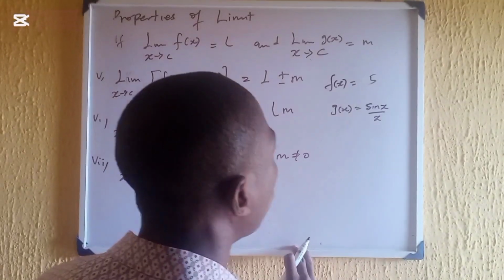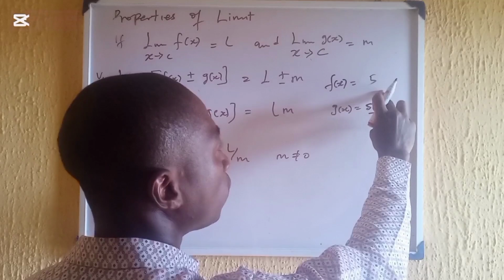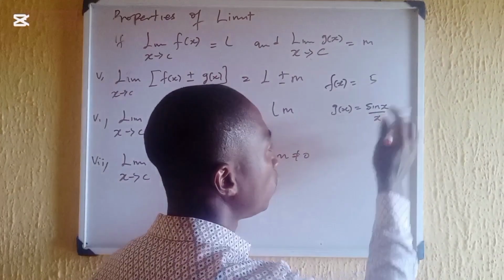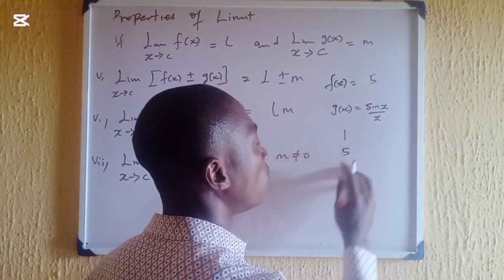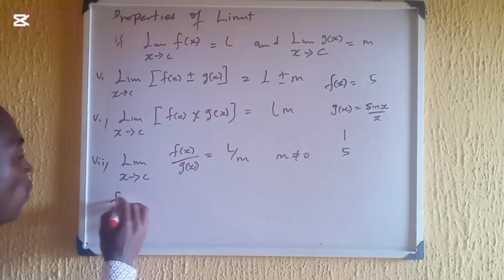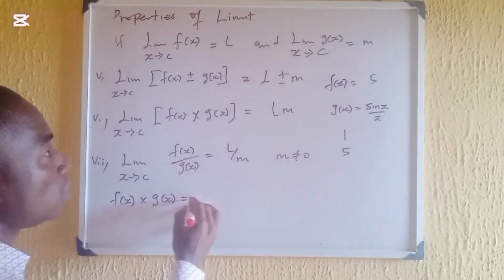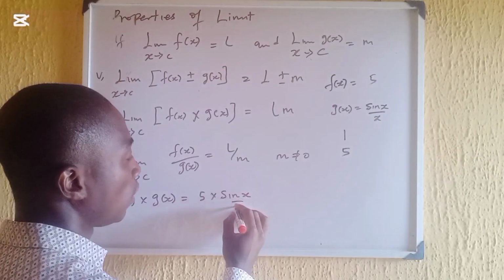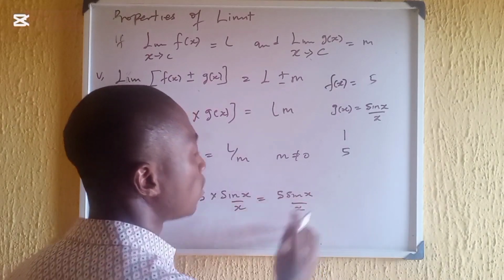Now let's try the one for multiplication. Let's say that f of x is equal to 5 and g of x is equal to sin x over x. The limit of this one is 1. Then the limit of this one is 5 because this is a constant function. So we'll say f of x times g of x. This gives us 5 times sin x over x, which is 5 sin x over x.